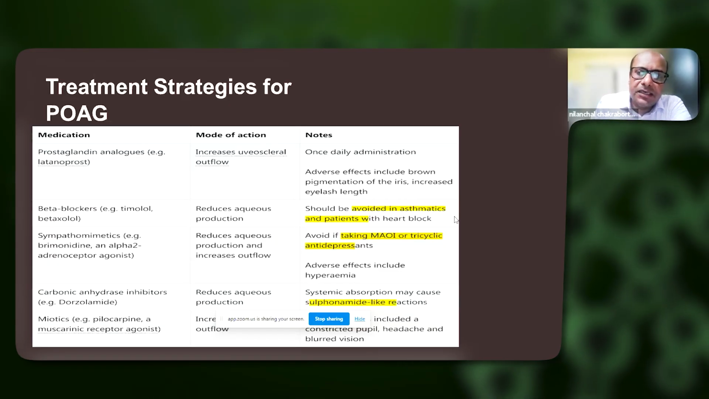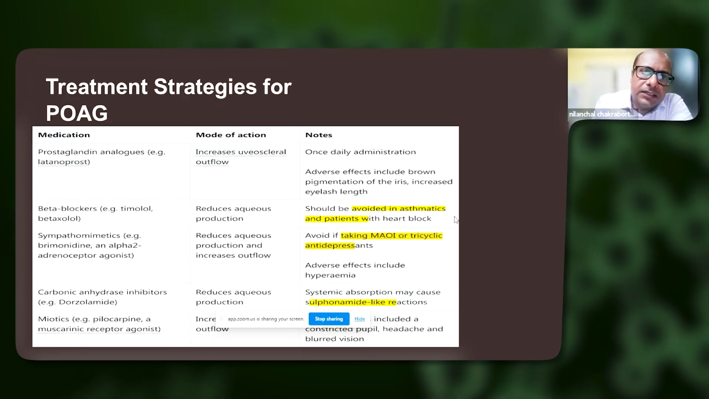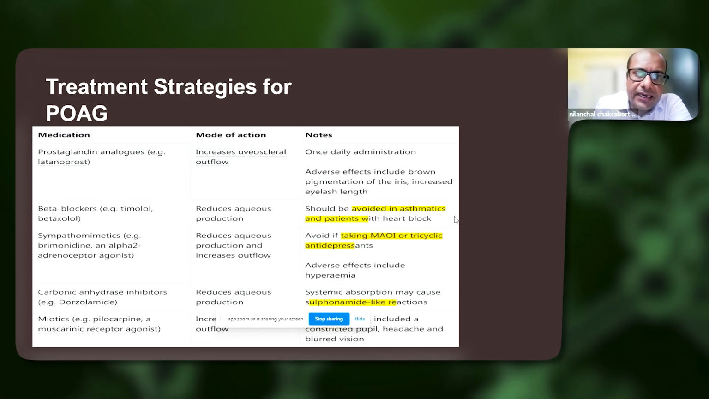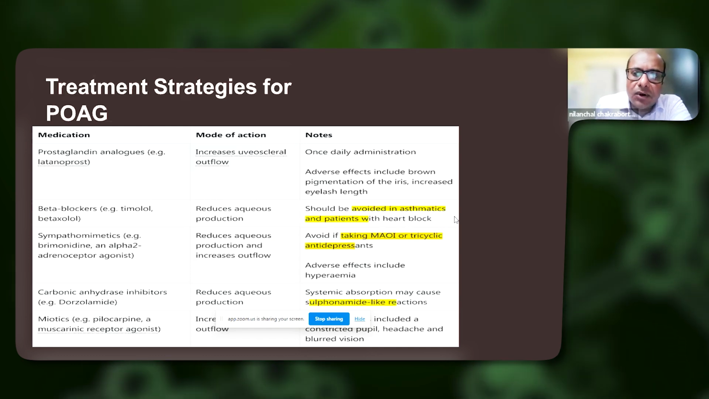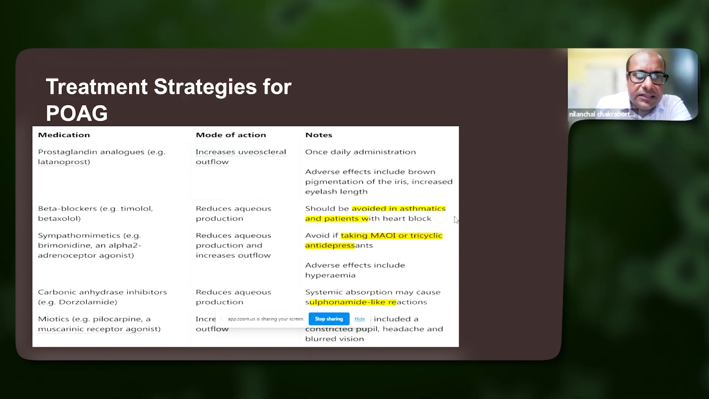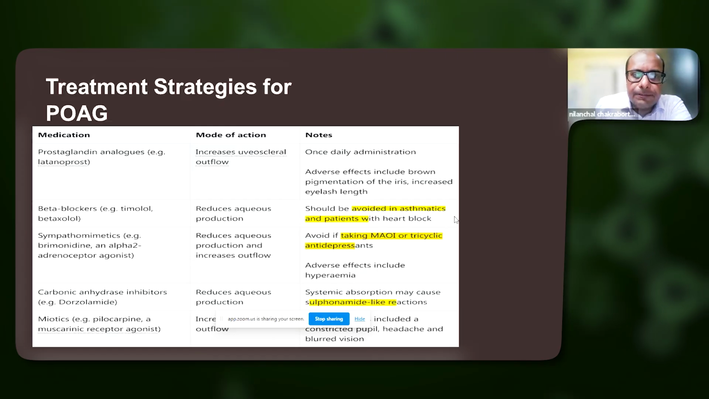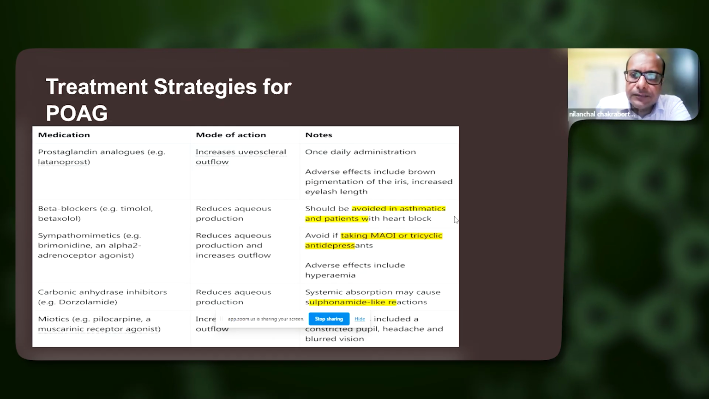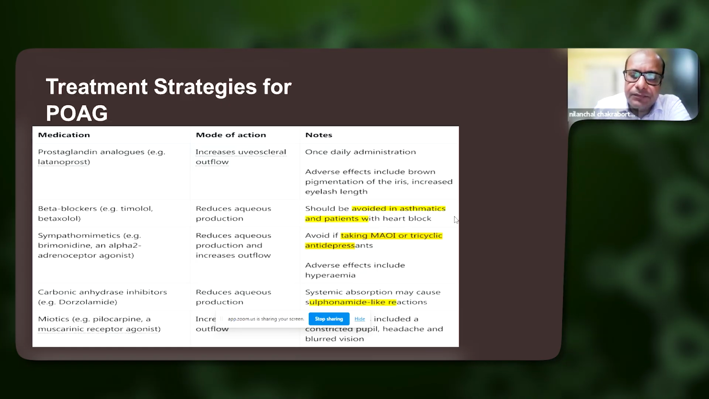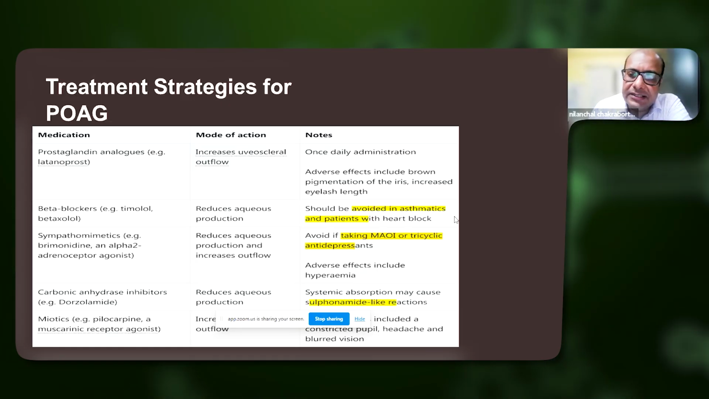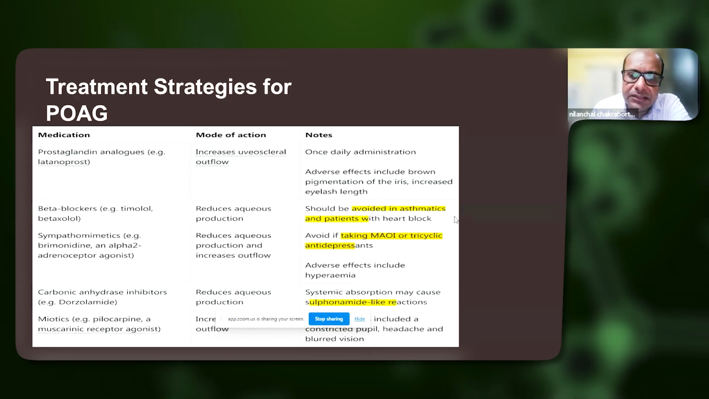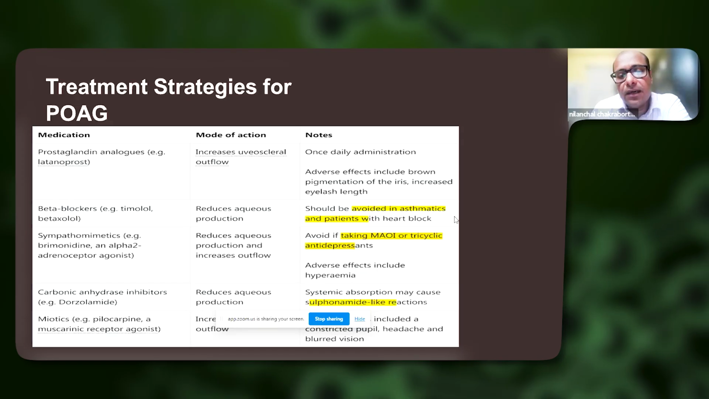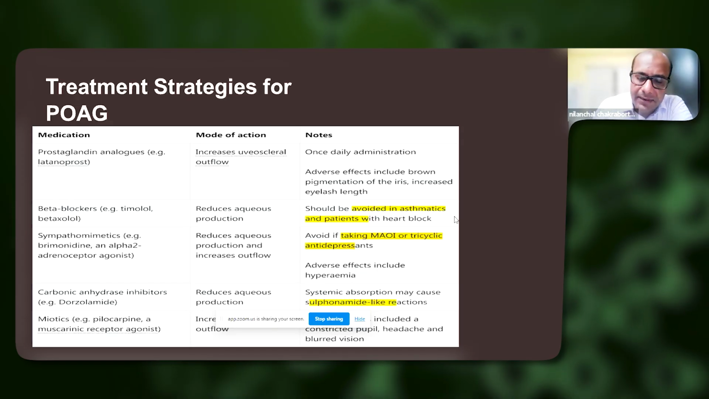So as per the indications, the prostaglandin analog usually comes as a first line, which increases the uveoscleral outflow. Beta blockers are contraindicated in asthmatic patients. Sympathomimetics like brimonidine and alpha-2 adrenergic agonists are to be avoided in patients who are taking Parkinsonian medicines or tricyclic antidepressants. So whenever you are having some comorbidities in your patient, you have to select your drug appropriately.